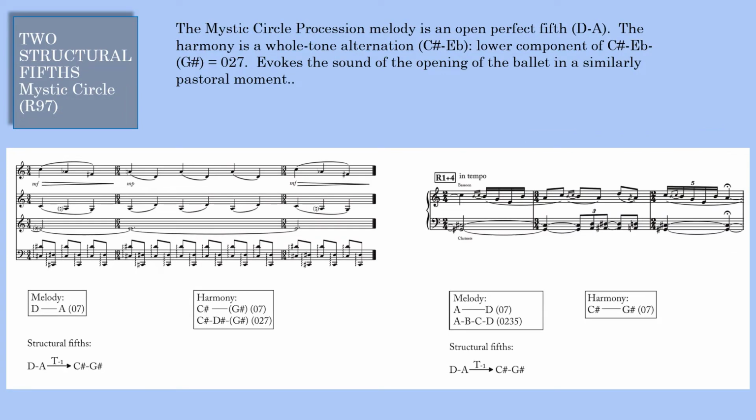The melody, the mystic circle procession, is an open perfect fifth, not filled in. The harmony is a whole tone alternation, C sharp and E flat, related to other whole tone alternations and trills in this scene and throughout the ballet. I take it as the lower component of an implied 027 within a perfect fifth, C sharp, G sharp. It thus evokes the sound of the opening of the ballet in a similarly pastoral moment.